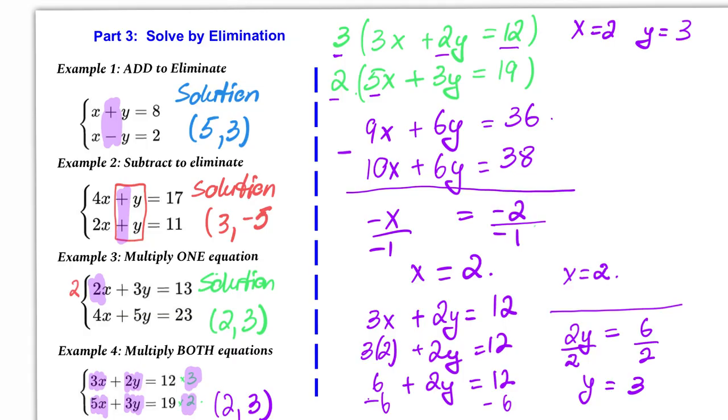Basically, am I adding or subtracting? Am I multiplying? And then the second step will be again going back to, am I adding or subtracting to eliminate one of the variables?